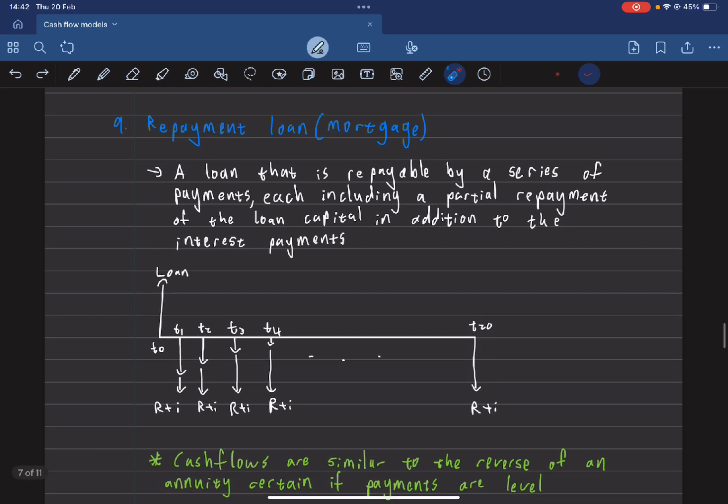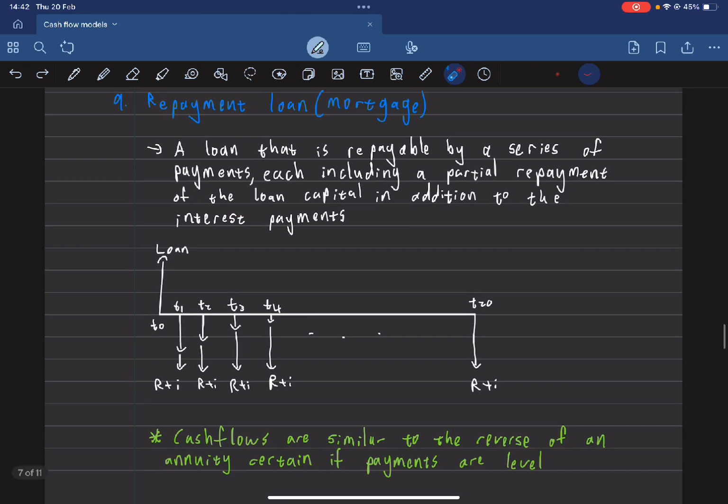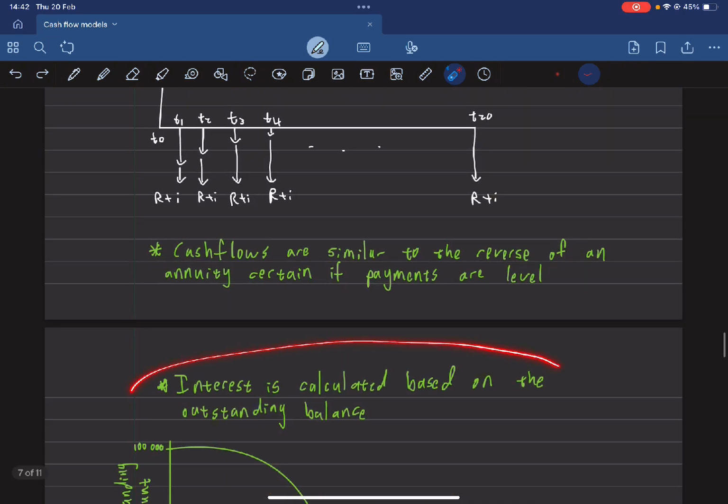A repayment loan, which is also called a mortgage, is a loan that is repayable by a series of payments, each including a partial payment of the loan capital in addition to the interest payments. So you'll get a loan amount, and then you'll have to pay. Sometimes it's constant amounts per month, sometimes it varies, but you'll have to pay an amount each month or each year. And the repayments will include some of the interest and some of the capital repayment. And as it says here, interest is calculated based on the outstanding balance.